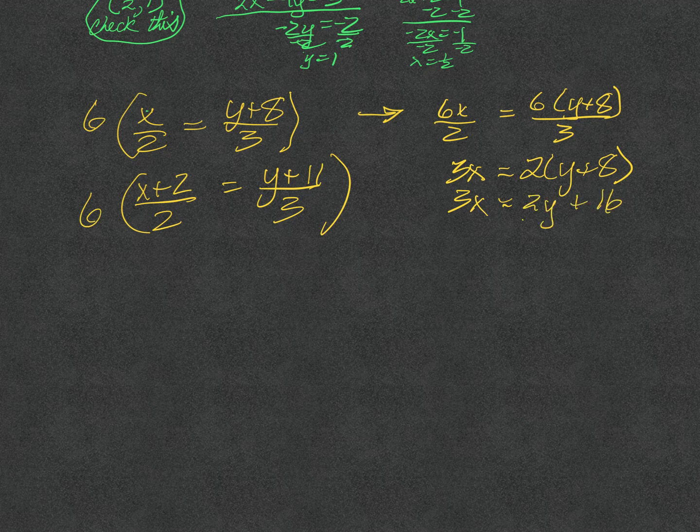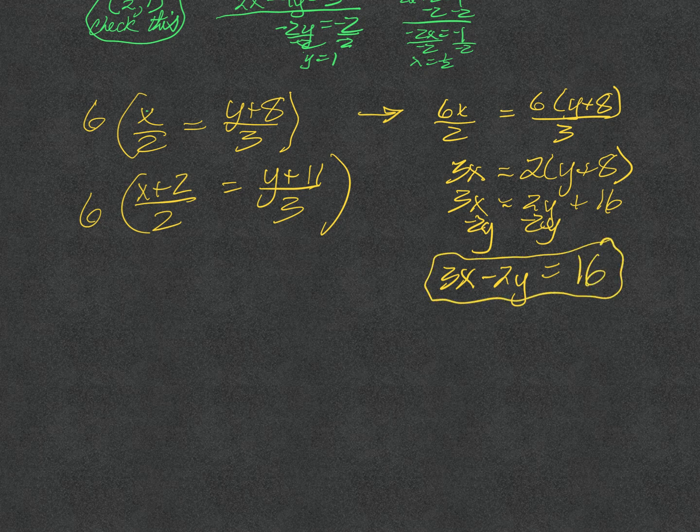And then you subtract the 2y from both sides. And now this is in the form that you want. 3x minus 2y is 16. Now we can do the addition method, but we've got to finish the other equation first.